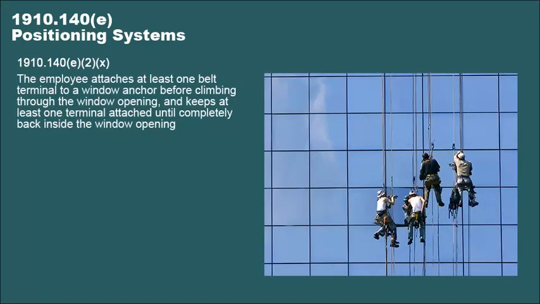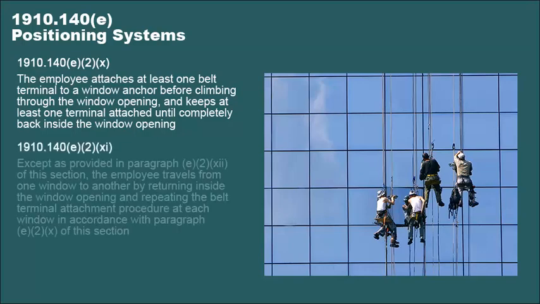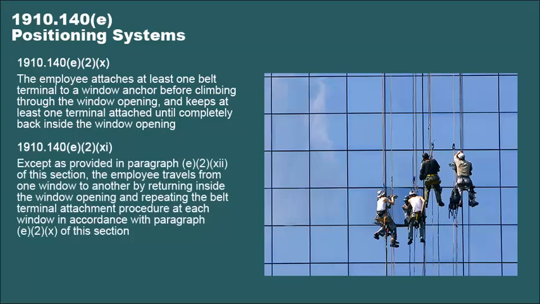Employees should attach at least one belt terminal to a window anchor before climbing through the window opening, and should keep at least one terminal attached until completely back inside the window opening. Employees should only travel from one window to another by returning inside the building and repeating the belt terminal attachment procedure described in section E2, Roman numeral 10, before going outside the building through a different window. Employees may travel from one window to another while they remain outside the building only when they follow all of the requirements listed in section E2, Roman numeral 12, covered on the next slide.